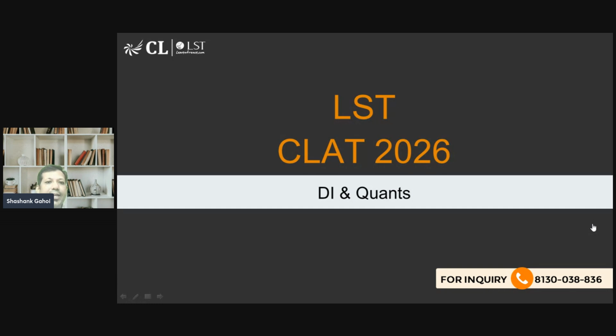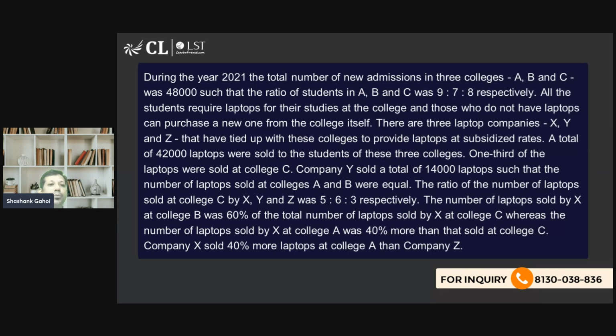Let's start LST CLAT 26 quantitative aptitude, and we are going to solve a set. So basically, what the set says, there is a lot of theory that is written. In general, you are going to see a lot of theory in it. Okay, so what we can see is that during the year 2021, what is happening in 2021?